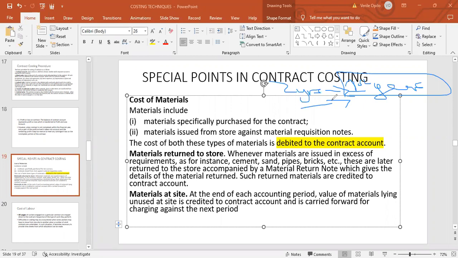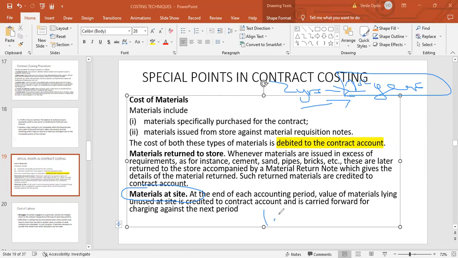And because we have not used them, for this particular year, when you're looking at the total materials that the company has used, and therefore the total cost that the company has incurred with regard to the materials, these materials that are still at the site will not be included.